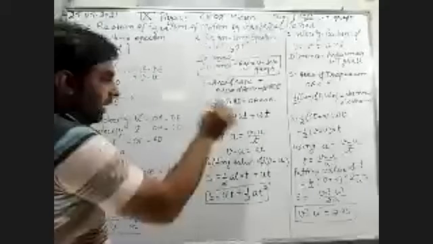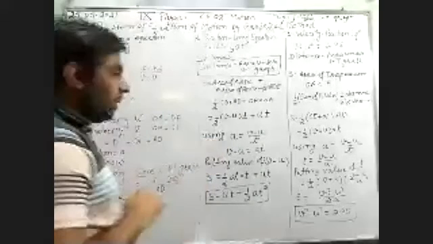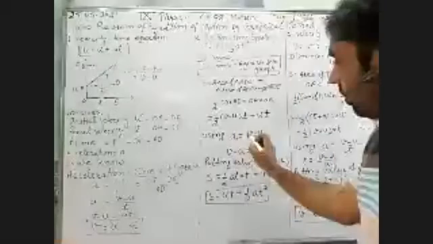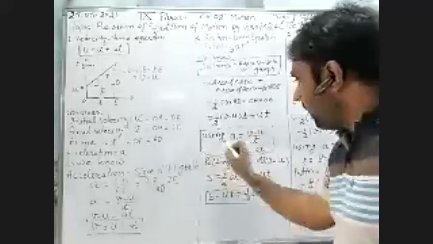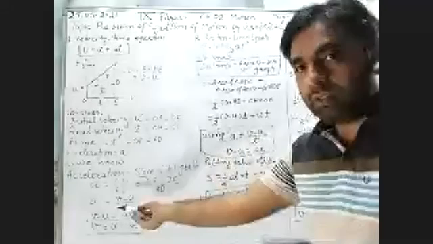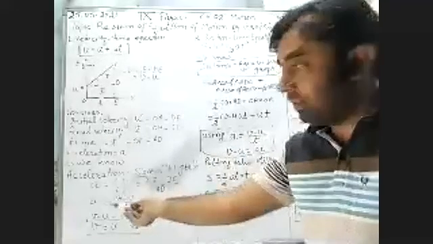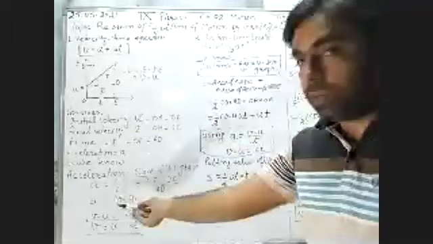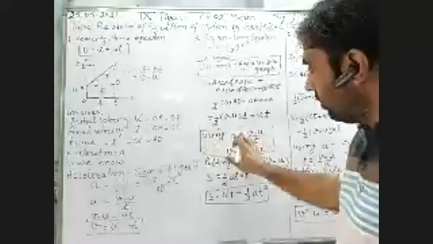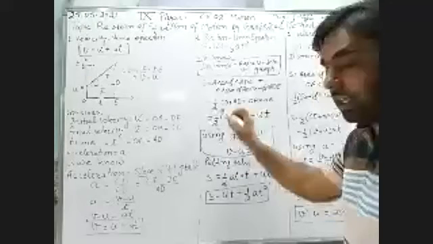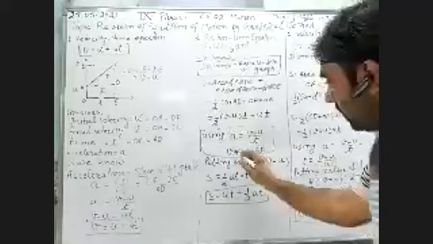calculate using this relation. What is this relation? A is equal to V minus U by T. We calculated this in the first equation: A is equal to V minus U divided by T. From here, calculate the value of V minus U. Just by cross multiplication, V minus U is equal to AT.